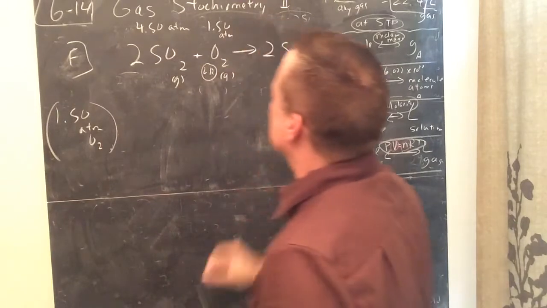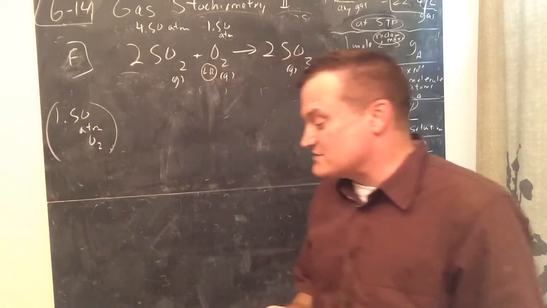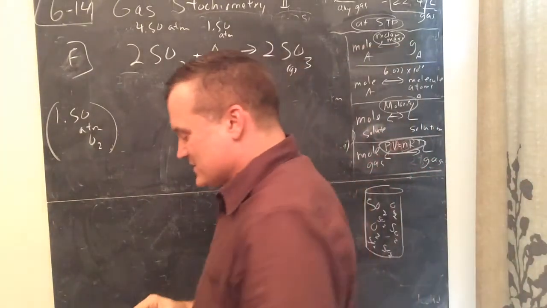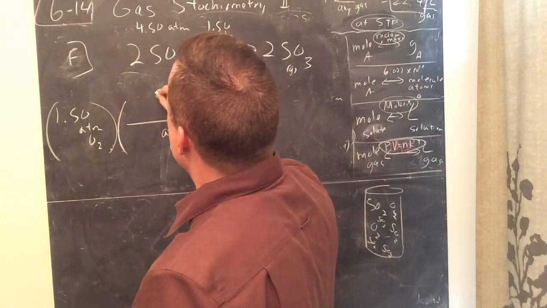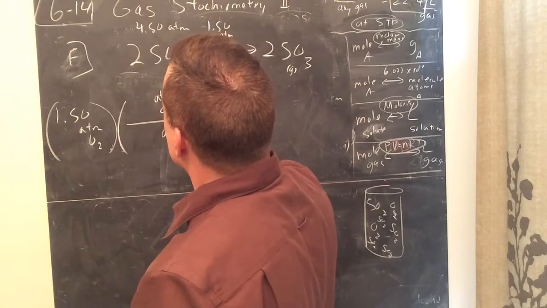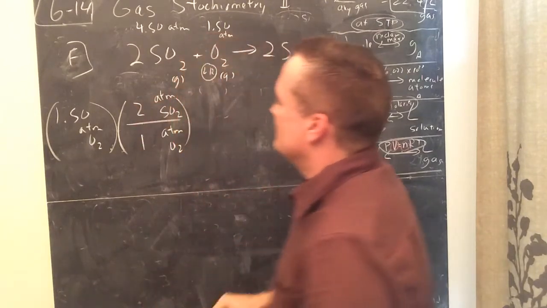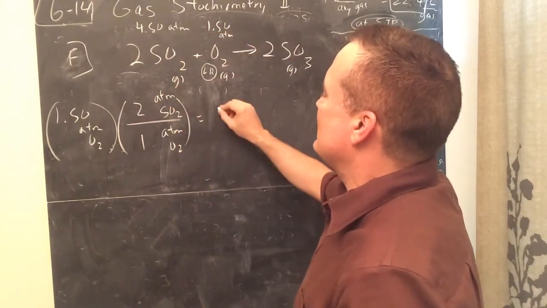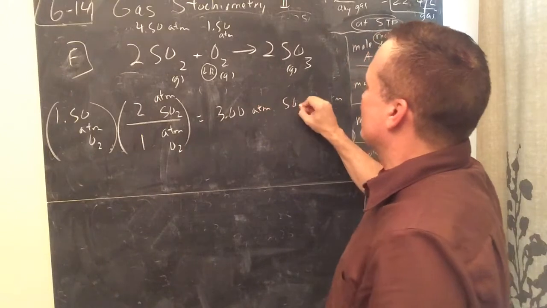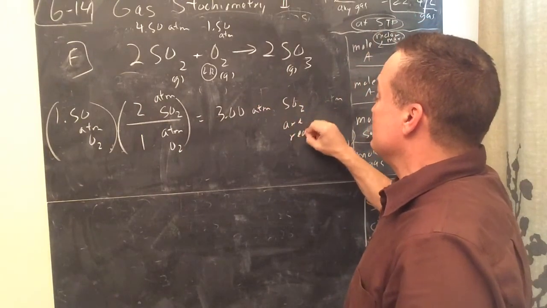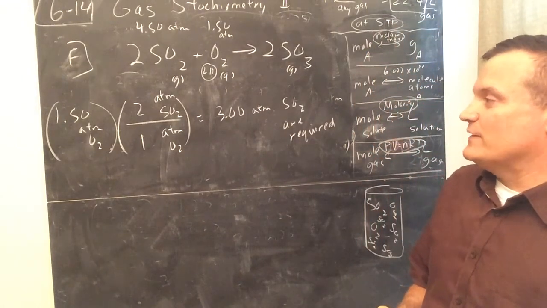Now, for the pressure of the SO2, it says, what's the pressure of the SO2 after the reaction? So, atmospheres of O2 will go to atmospheres of SO2. And it says for every one, you need 2 of those. So what I'm calculating right now is 3.00 atmospheres of SO2 are required. That's how much SO2 is required in the reaction.